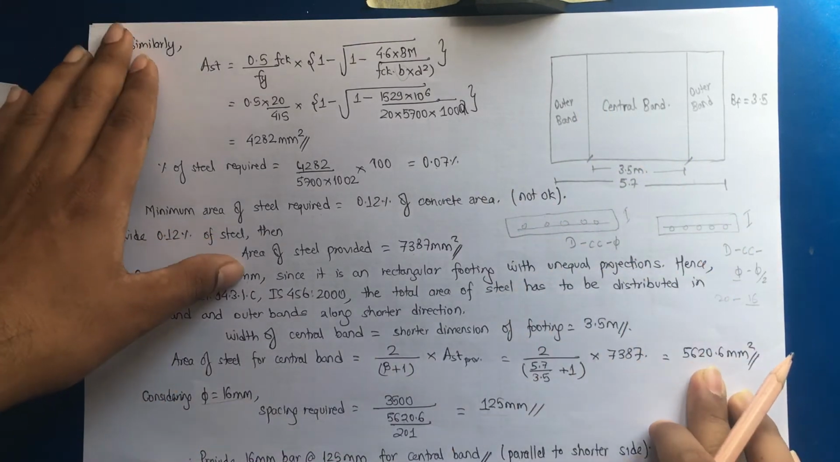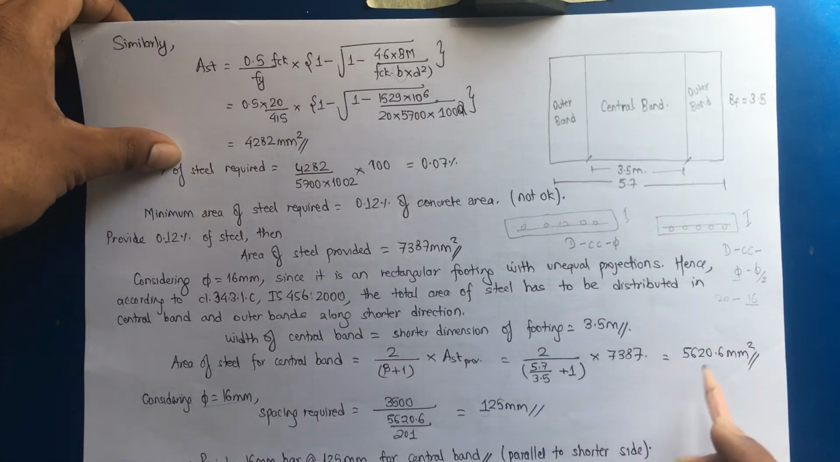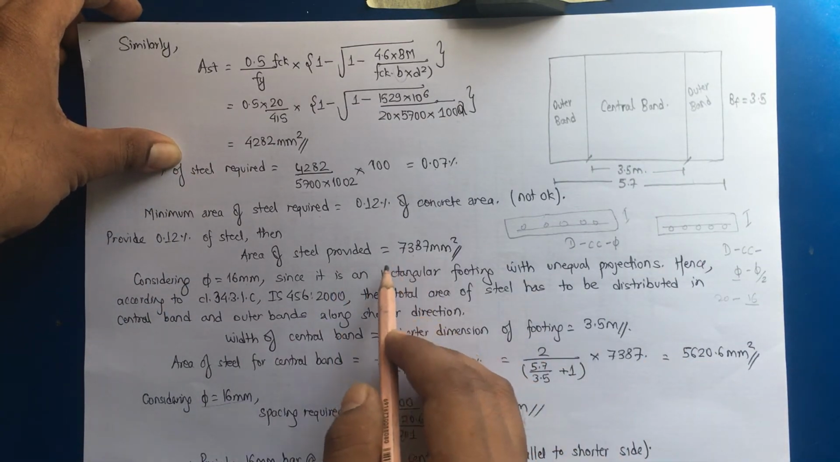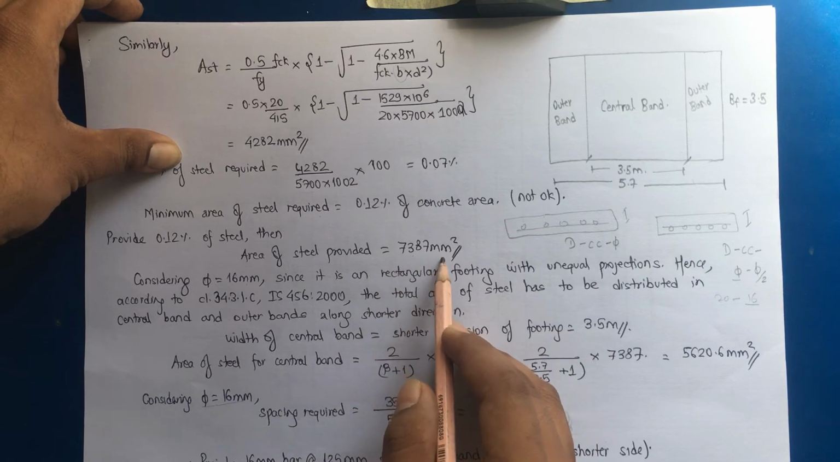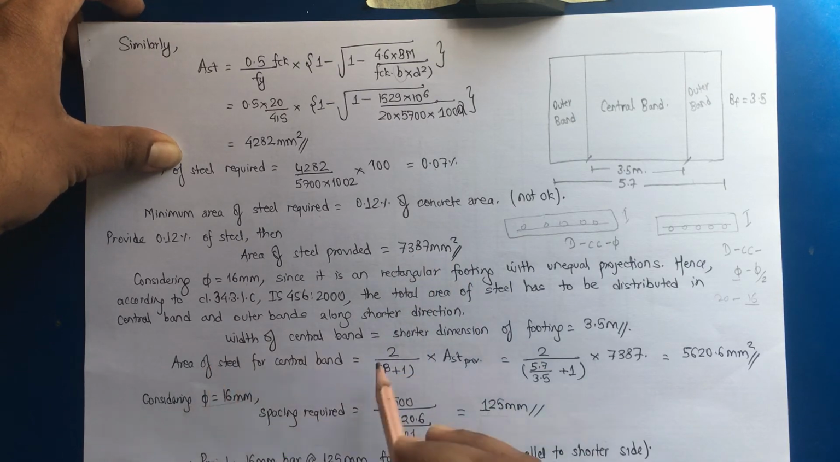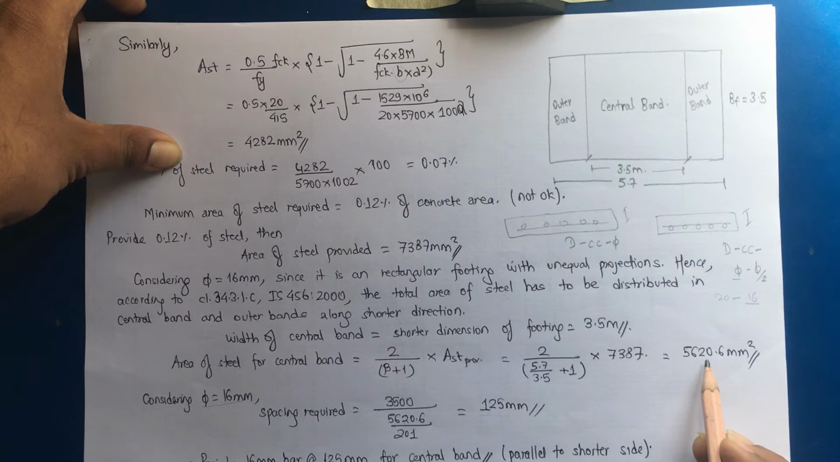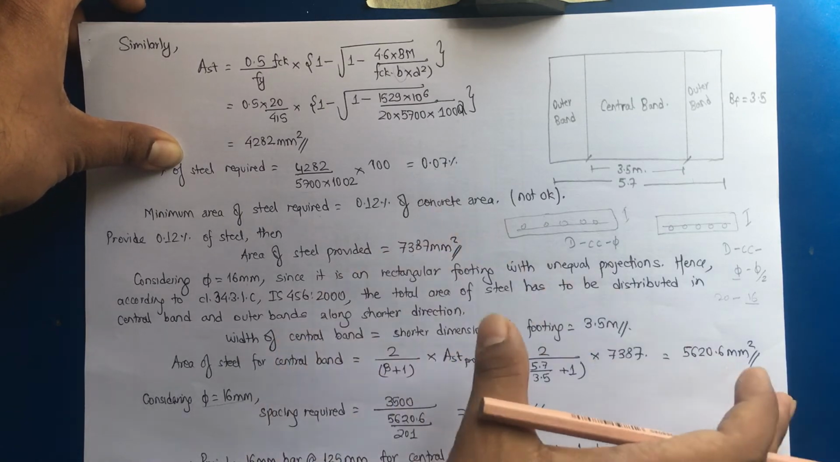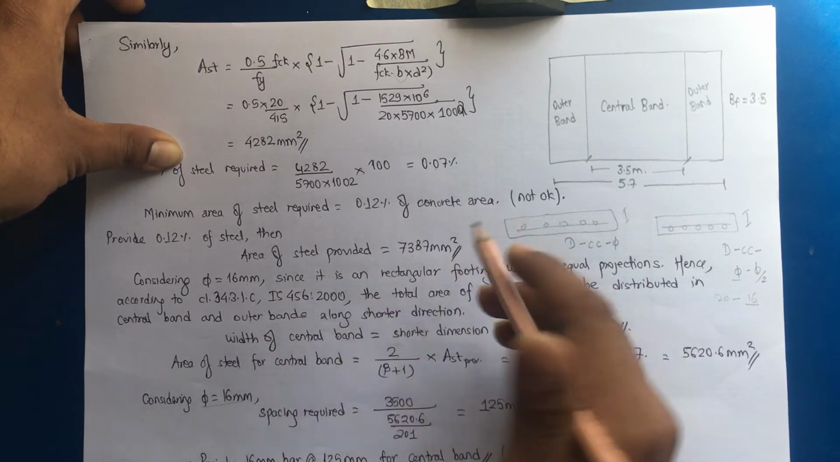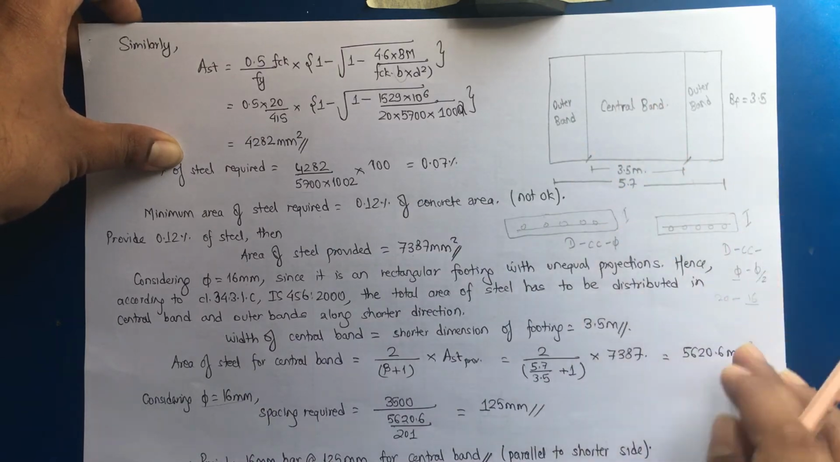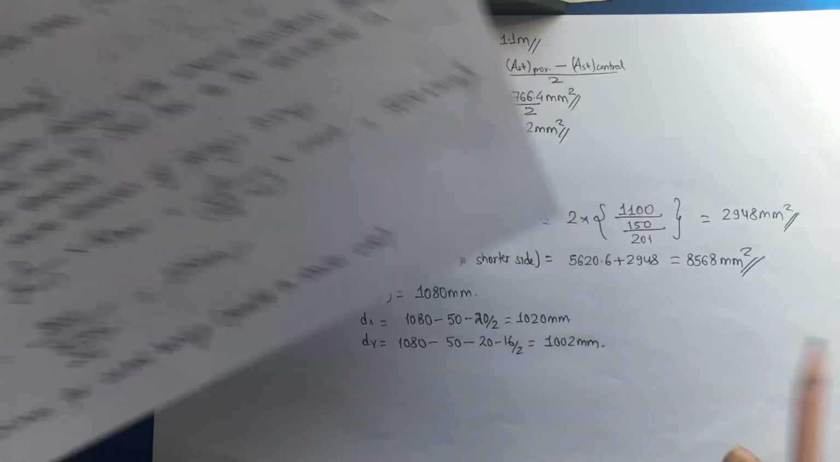The calculated area has been distributed along the central band, but for the outer band we have to do it in a different way. The area of steel to be provided is 7387 mm square, and the area of steel required for the central band was 5620. If we subtract these two values, we get the area of steel required for the outer band. So that is the simple concept.